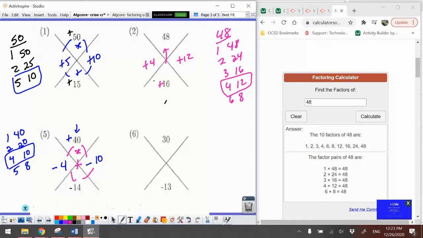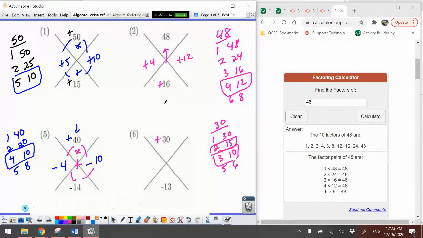All right, what about 30? Well, I know I have 1 and 30, 2 and 15, 3 and 10, 5 and 6. Well, how am I going to get 13? Well, I have two options. I have this one if I subtract, and I have 3 and 10 if I add.